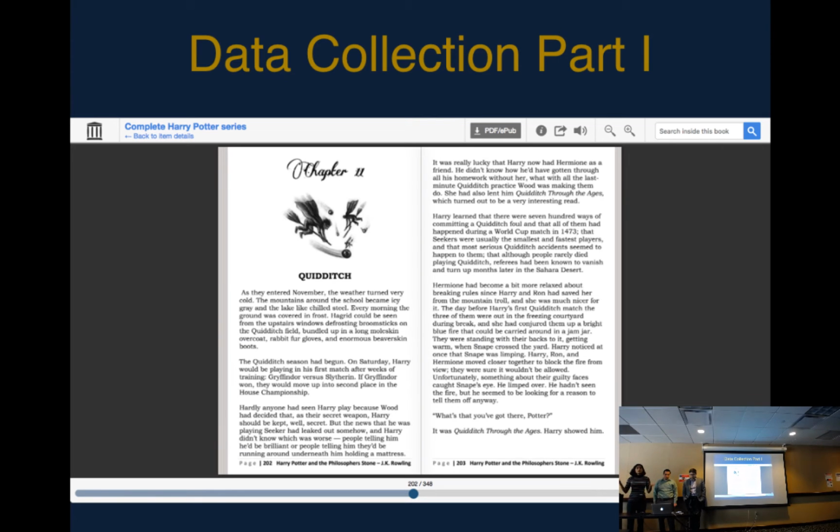Okay, so the first part that we had was the data collection. So this was probably one of the most tedious parts of the project, just because what we did was we wanted to create a timeline of characters. So when a character first shows up to when they last show up.